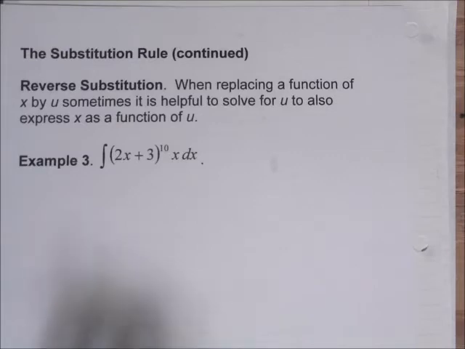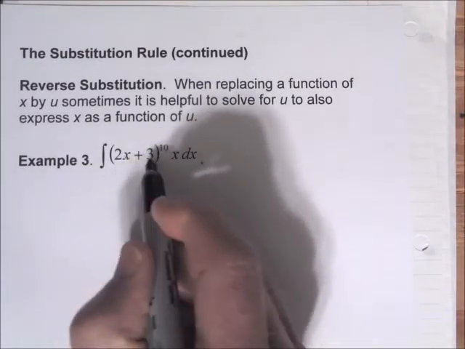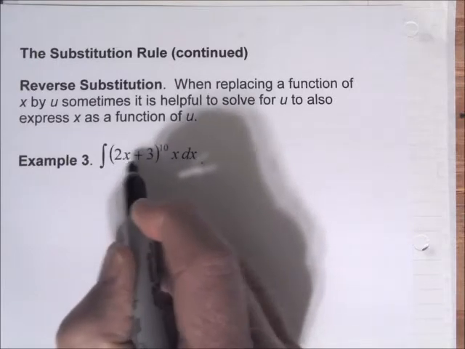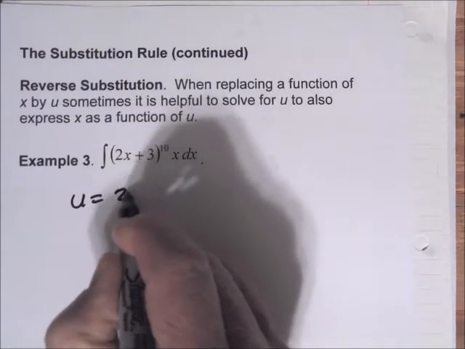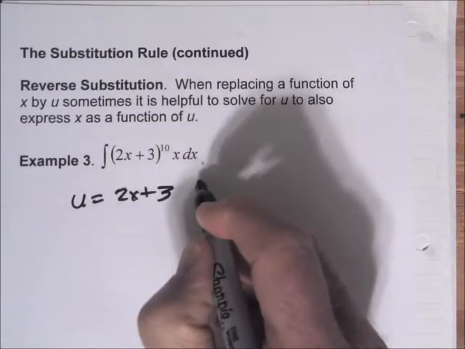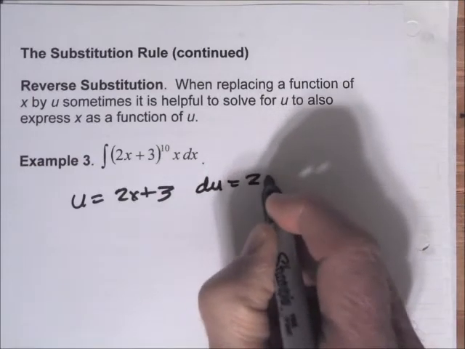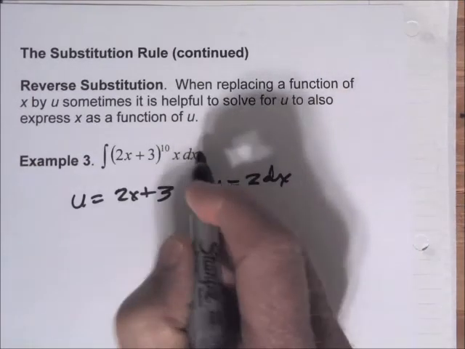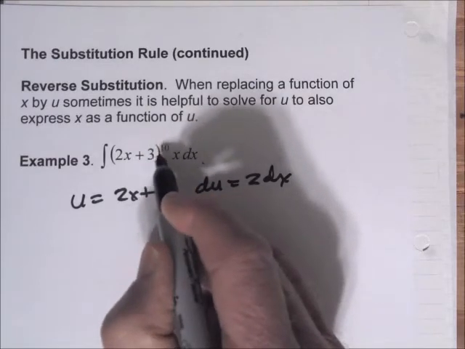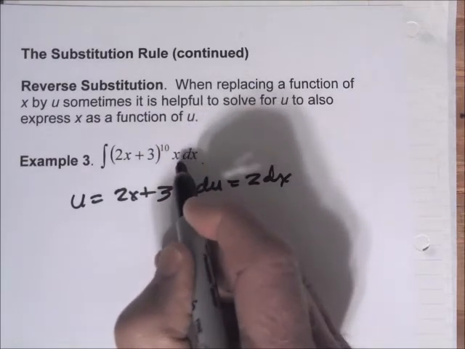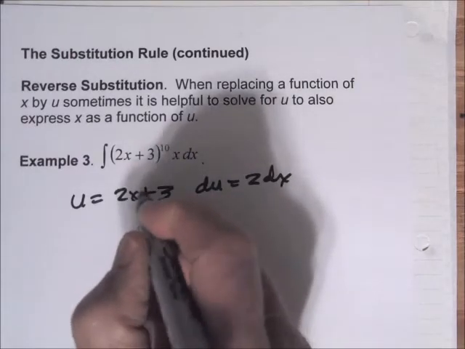Again, we have a composite function, and usually u is going to be whatever is inside the inside function. So u is equal to 2x plus 3, and that means du is going to be 2 dx. So that takes care of the dx and the 2x plus 3 to the 10, but we have an extra factor here of x.